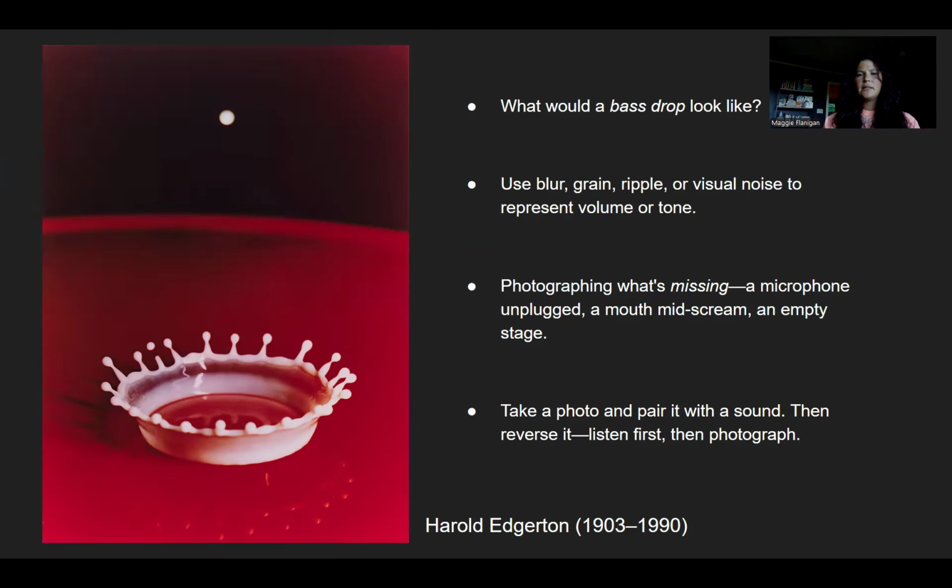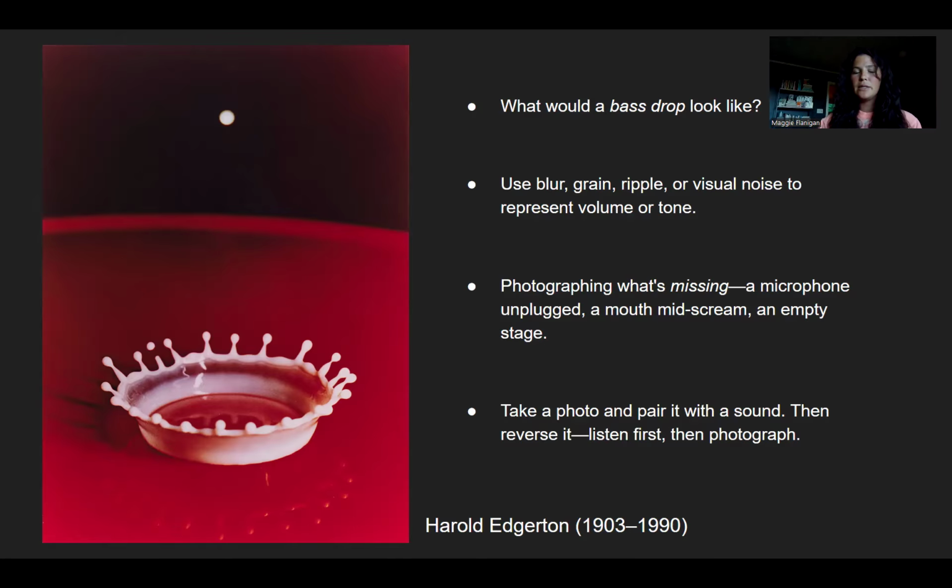So these are ideas that you could think about as you go and make images that represent sounds. Something like, what would a bass drop look like? Could you use blur, grain, ripple, or visual noise to represent volume or tone? You could photograph what's missing. So a microphone that's unplugged or a mouth mid-scream, sort of like that cat in the example. An empty stage. Take a photo and pair it with a sound and then reverse it. Listen first and then photograph.